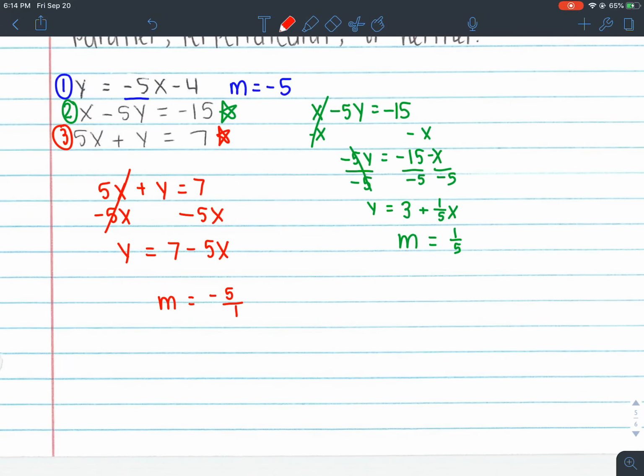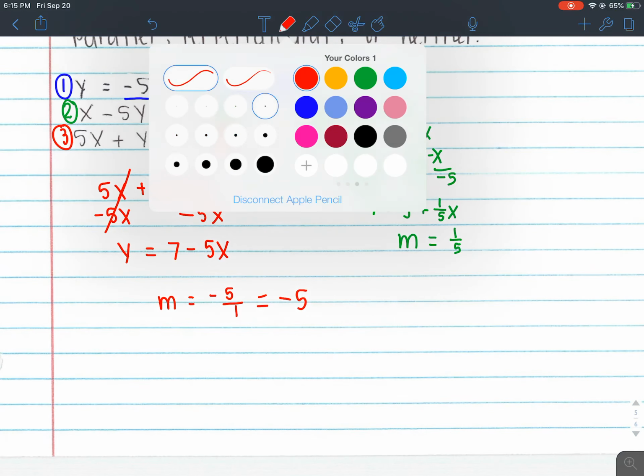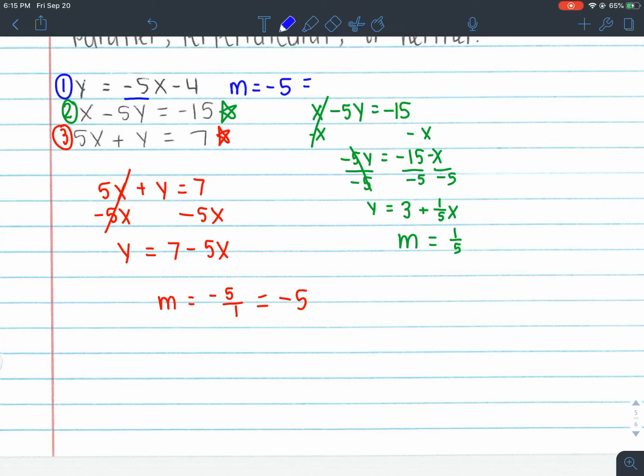All right, so I have 3 slopes here. I have -5, -5 over 1, and then 1 over 5. Again, this is still the same thing as -5, and the same thing with the first slope. That's also -5 over 1. So they're all kind of the same thing.